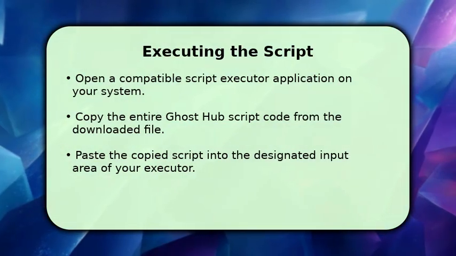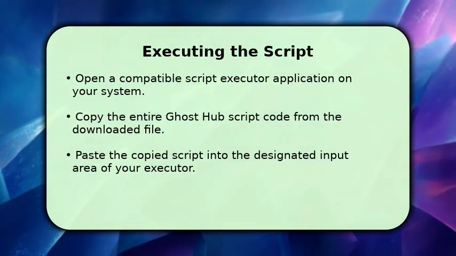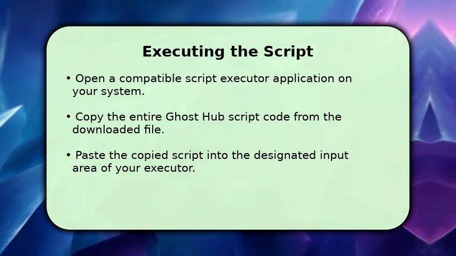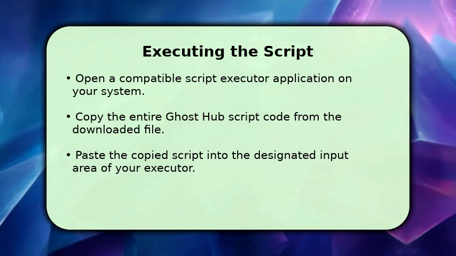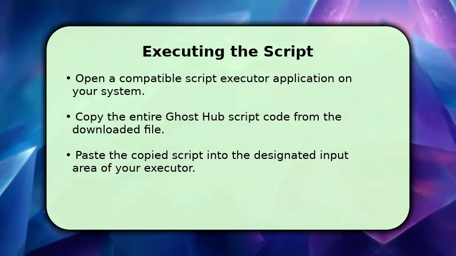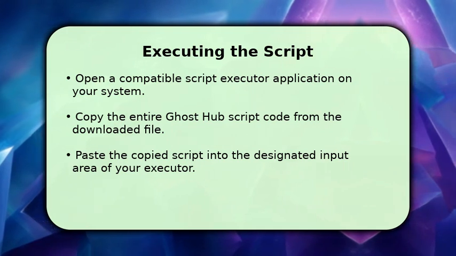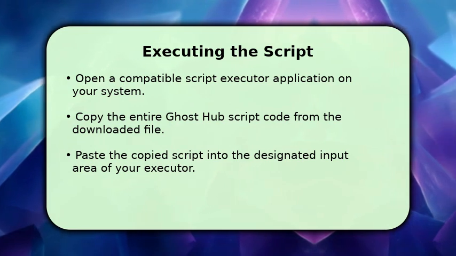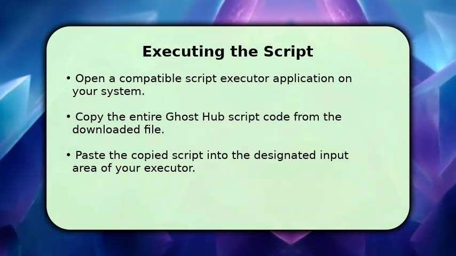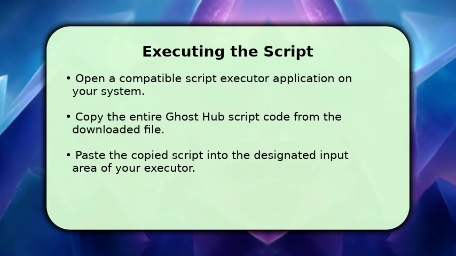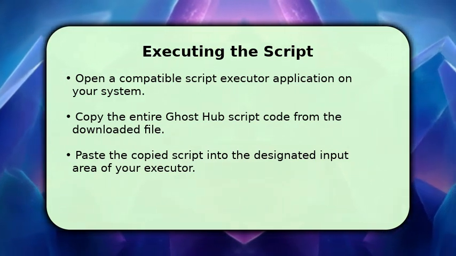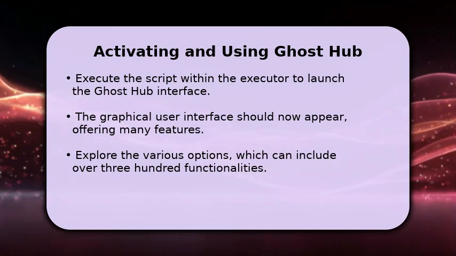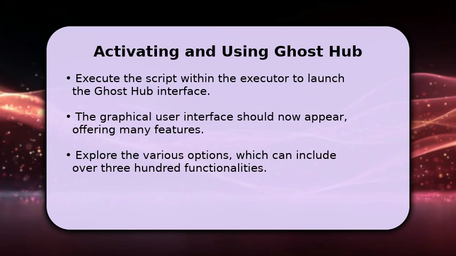With the Ghost Hub script ready, the next step involves using a script executor. Launch your preferred executor application, which acts as a bridge between the script and your target program. Carefully copy the complete Ghost Hub script code. Then, paste this code into the executor's script input field. Finally, attach the executor to the application where you intend to use Ghost Hub, preparing it for activation and feature deployment. Once the script is pasted and the executor is attached, click the Execute button to activate Ghost Hub.